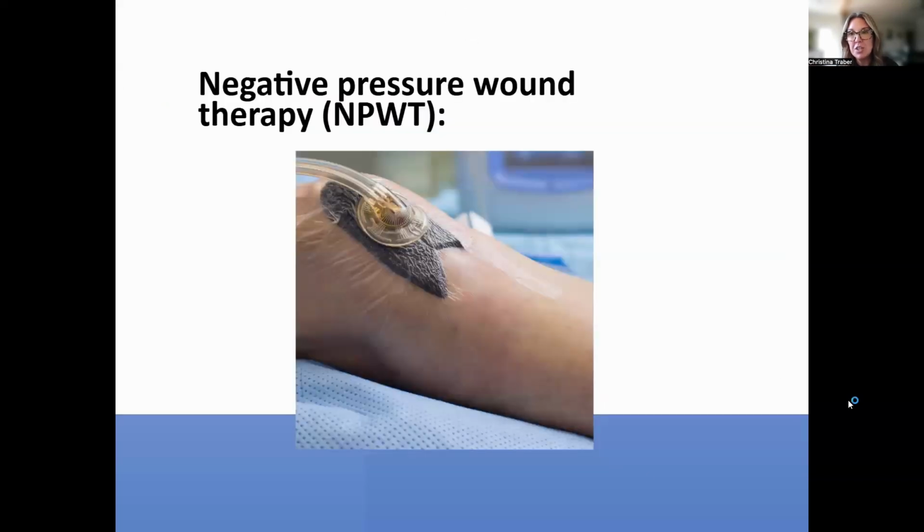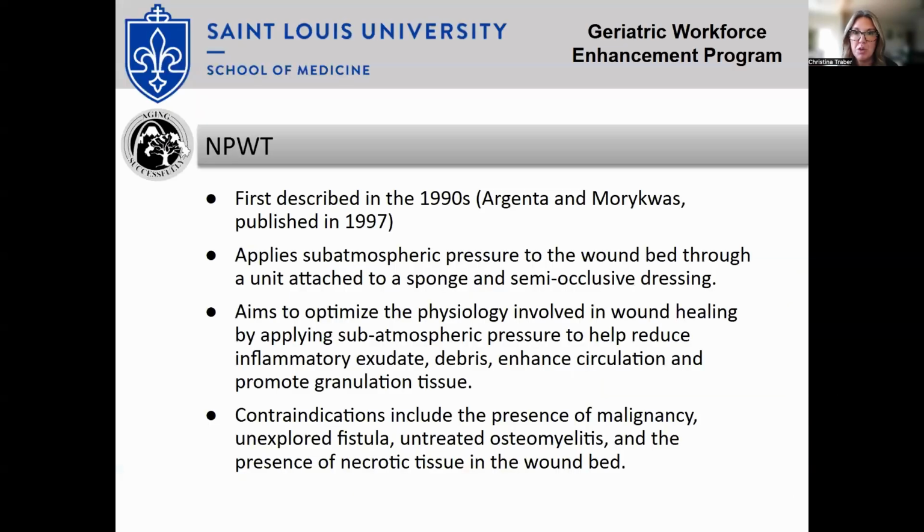You will see in the nursing home, long-term care, and skilled settings, especially with knees and hips that have been done recently, a negative pressure wound therapy vac. Just a couple of thoughts on them. They're mostly common with joint replacements. Occasionally, we might use them on a pressure ulcer that has a lot of drainage. Their main thing is they're really good at drainage control. They were first described in the 90s, when they came out. The idea behind them is that they apply subatmospheric pressure, which is thought to reduce inflammatory exudate and debris, enhance circulation, and help with overall drainage.